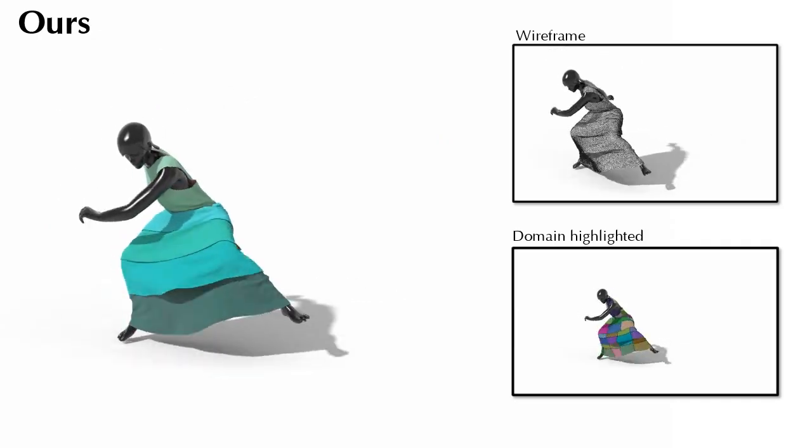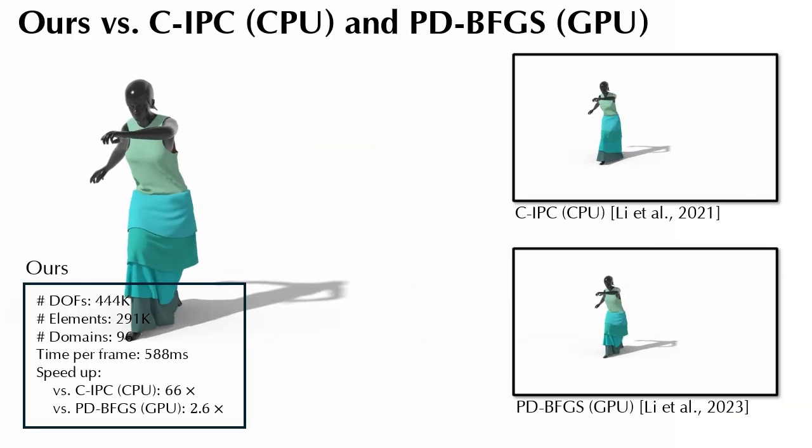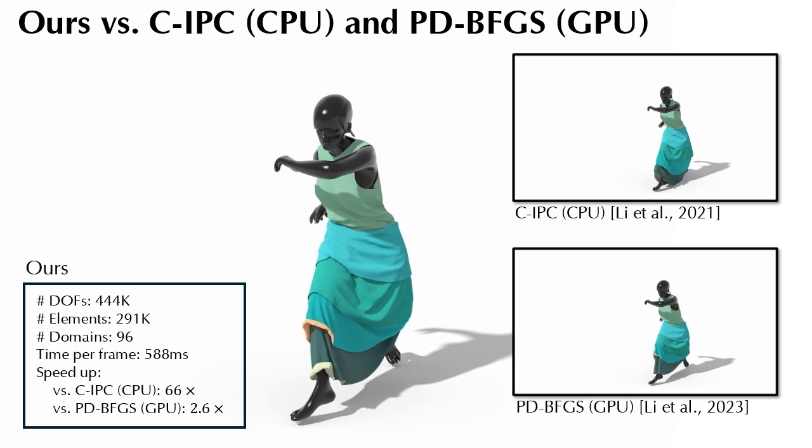Here we compared our method with the most recent state-of-the-art nonlinear simulation solvers on GPU or CPU. On this example, the character in a tiered skirt performs a kicking action. With our method, it is 2.6 times faster than GPU-based PDBFGS and 66 times faster than multi-core accelerated CPU CIPC.